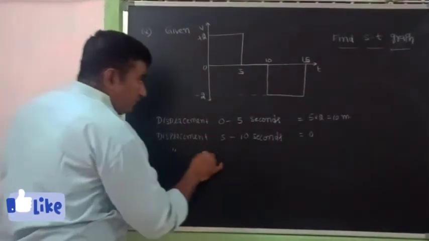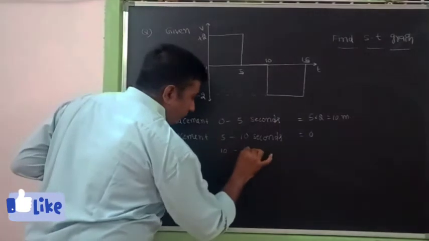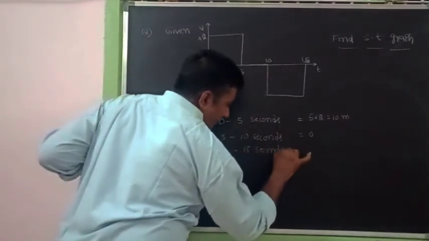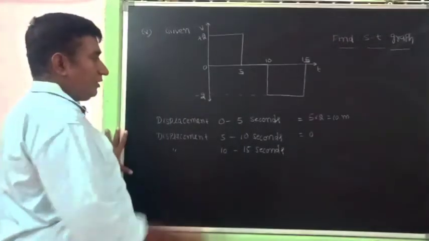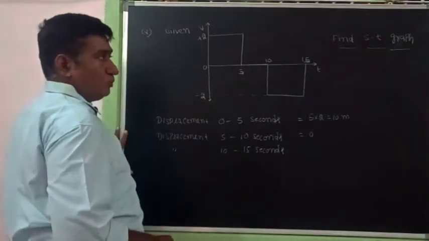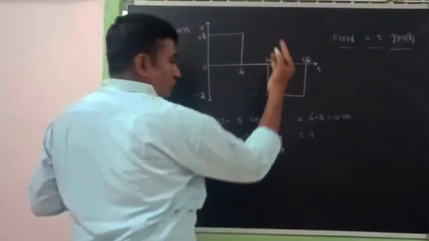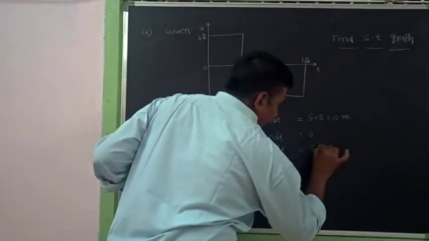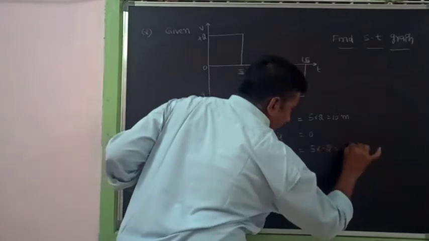Next, displacement from 10 to 15 seconds. From 10 to 15 seconds, here they have given minus 2. So 15 minus 10, which is nothing but 5. So with the help of this, I can get 5 into minus 2, which is nothing but minus 10 meters.